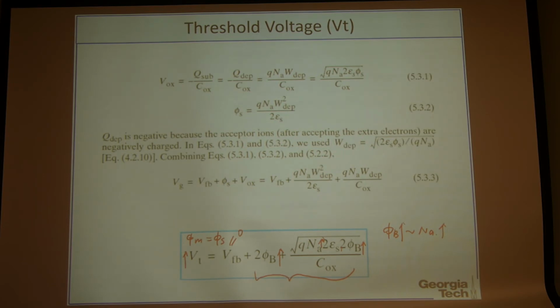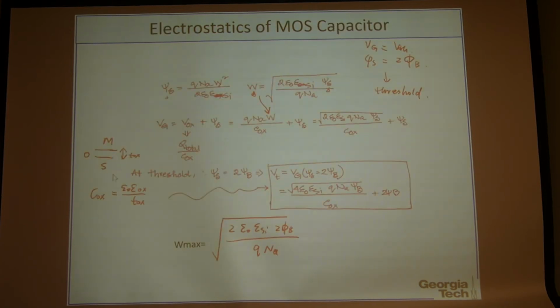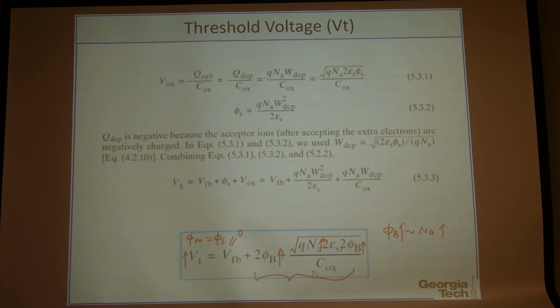Of course, the other term here is the COX. That is the capacitance of the gate oxide. And we discussed that this capacitance depends on the thickness of the oxide. So it's epsilon oxide divided by the thickness, TOX. So the thinner the oxide, the larger the capacitance. And the larger the capacitance, then here you see a smaller threshold voltage. So any questions?